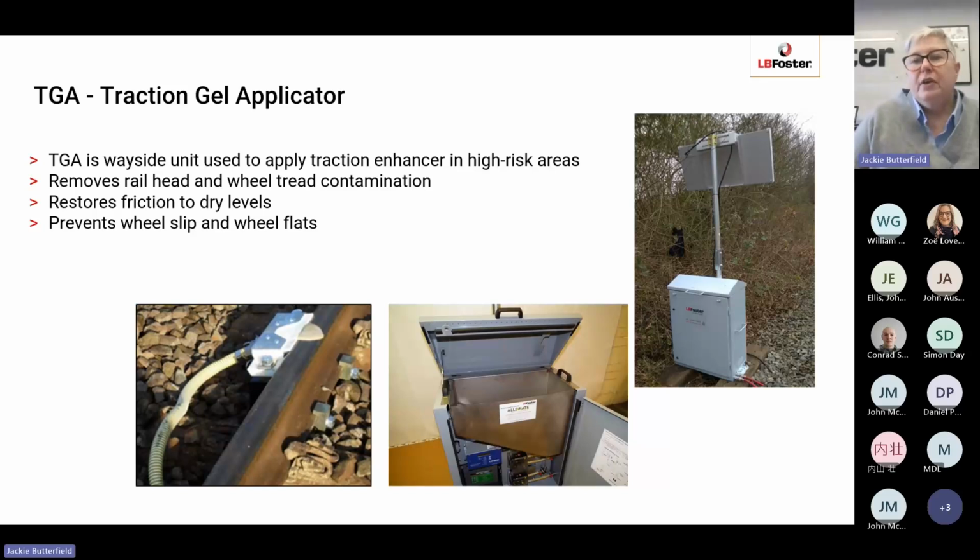So this obviously needs to be placed carefully, because the wheel slide and the flats may occur a significant distance away from where the derailment occurs. And this was the case with Petrel Bridge. The original low adhesion event was several kilometres away from the actual derailment. And so you need to carefully decide where you need to place these units based on history of low adhesion incidents in that particular area.